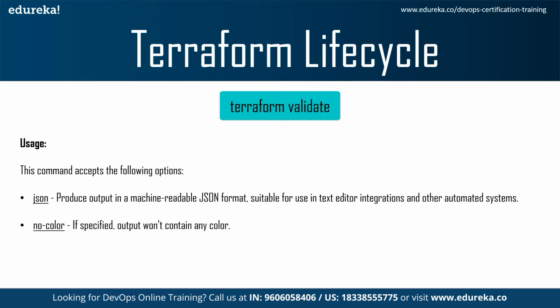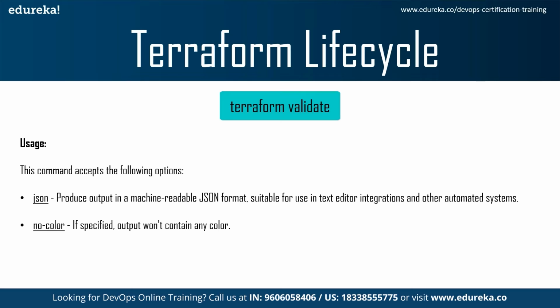As I told you, the Terraform validate command validates the configuration files in a directory, referring only to the configuration and not accessing any remote services such as the remote state or provider APIs, etc. Its usage is such that this command accepts the following options, as you can see here. When you use the JSON option, Terraform will produce validation results in JSON format to allow using the validation results for tool integration, such as highlighting errors in a text editor.